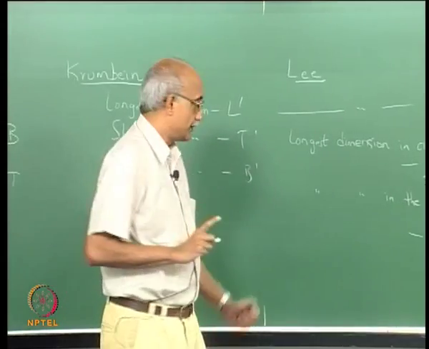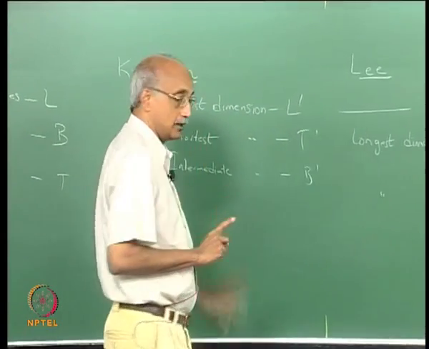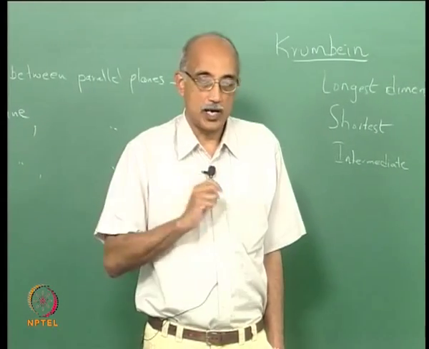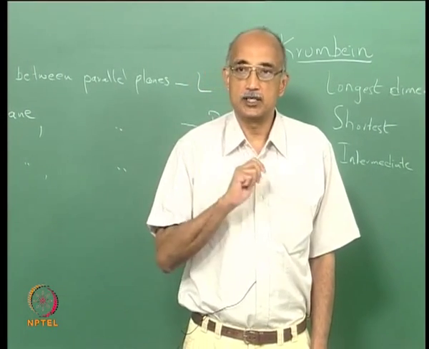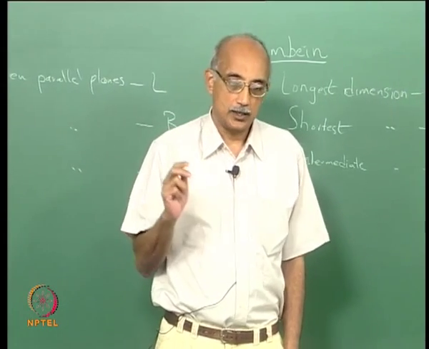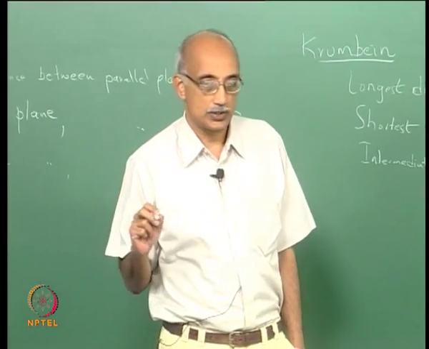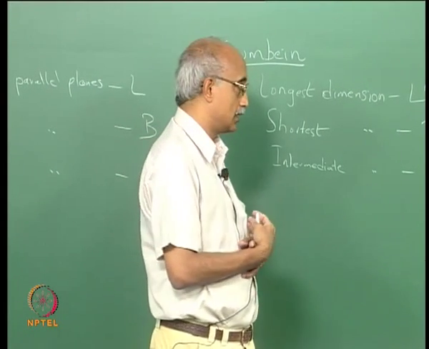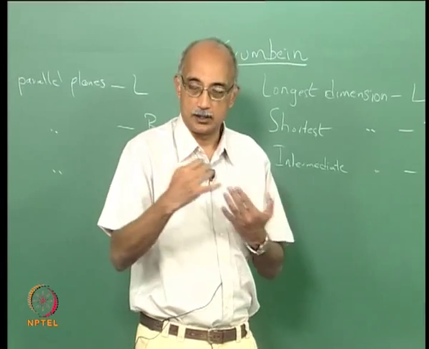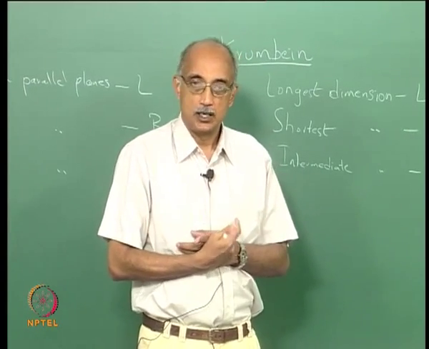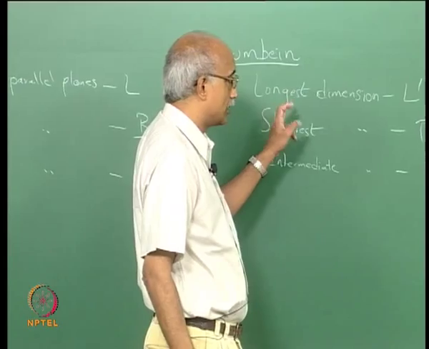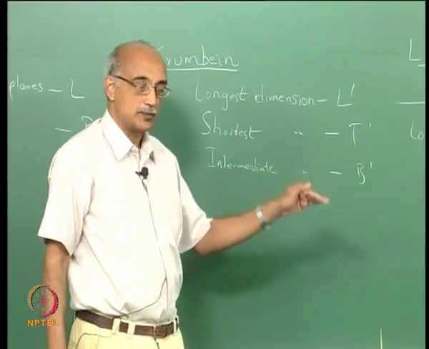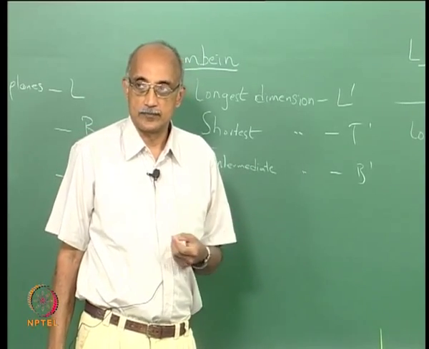Now, the key difference though between Lee and Krumbine in particular was that Lee said these dimensions do not have to be orthogonal to each other, they do not have to be perpendicular to each other. So, L, T and B could essentially be chosen as any 3 axes that represent the diameter of the particle in the various planes, and as long as they represent the longest dimension requirements in these various planes, they could be taken as L, B and T.